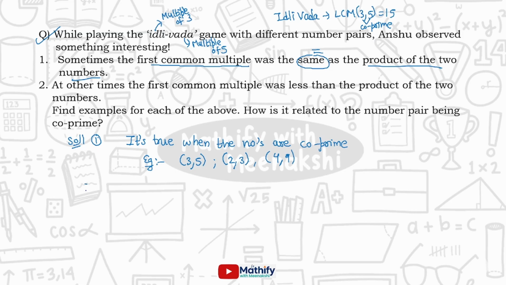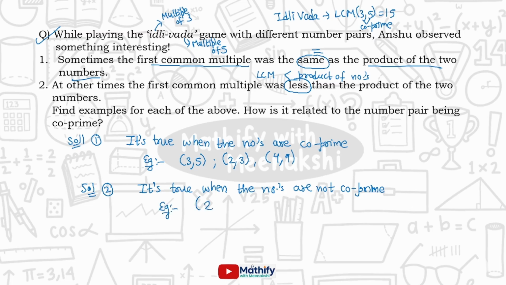Now let's move to the second case. They are saying at other times the first common multiple was less than the product. This time the LCM is less than the product of the numbers. So when will this happen? When the numbers are not co-prime. It's true when the numbers are not co-prime. So I will give examples of that too.